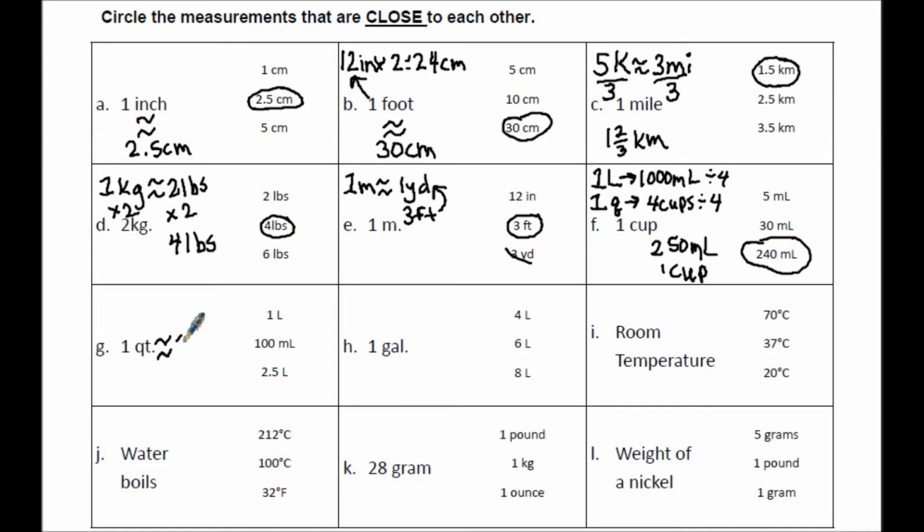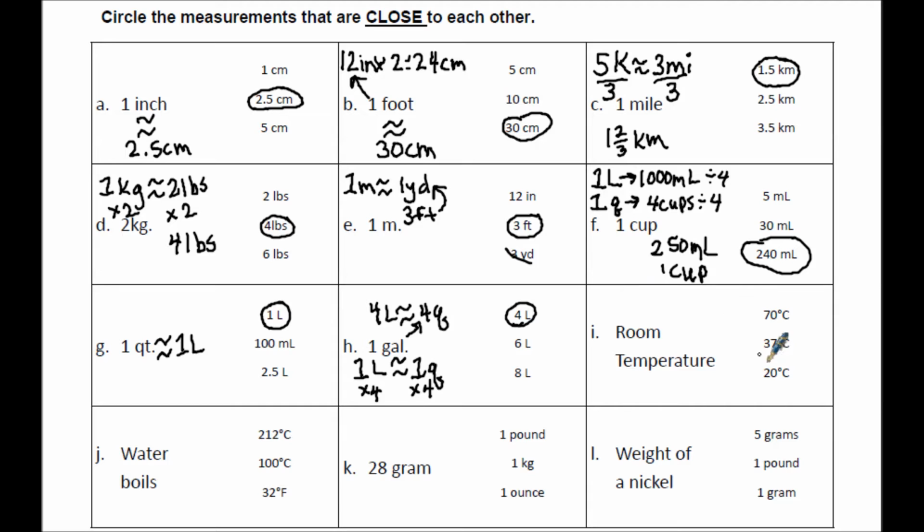1 quart is about 1 liter. That's one that you should just know. 1 gallon to liters. Well, I know that 1 liter is about the same amount as 1 quart. And I know for a gallon that I have 4 quarts in 1 gallon. So if I multiply that by 4, then I get a gallon on that side. If I multiply this by 4, then I see that about 4 liters would be about the same as 4 quarts, which equals a gallon. So 4 liters is the best estimate.